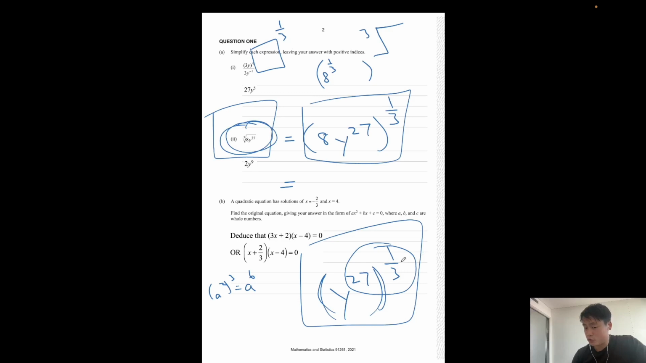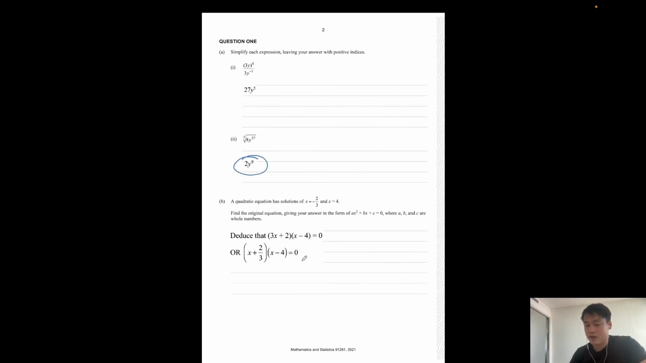So if you have 27 multiplied by a third, of course it's going to give you y to the power of 9 like that. And that's where you get a to the power of a third, which is 2, y to the power of 27 to the power of a third, which is 9. And that's where you get the answer, 2y to the power of 9.